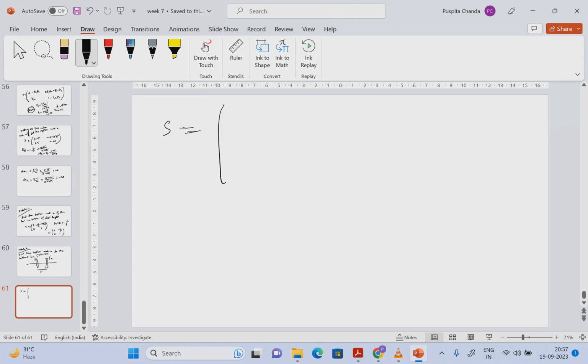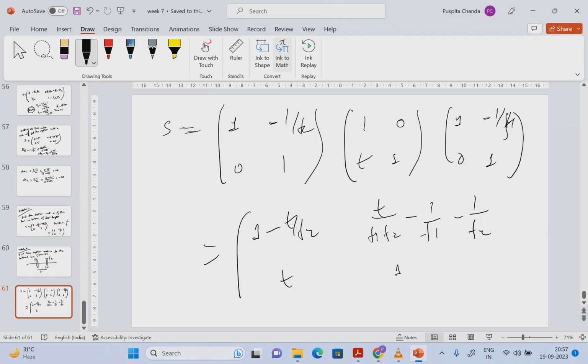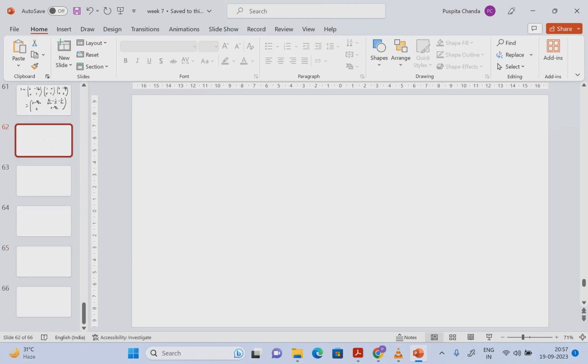First, the system matrix for the concave lens, [1, 1 by f2; 0, 1]. Then the translation matrix [1, t; 0, 1], which is in air. Then the matrix with 1 by f1 for the convex glass. So it will become [1 minus t by f2, t; minus 1 by f1 minus 1 by f2 plus t by f1 f2, 1 minus t by f1].